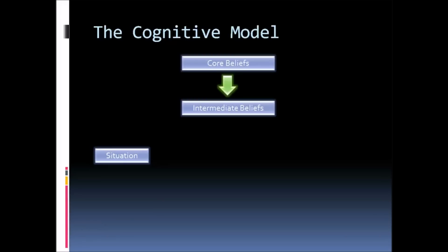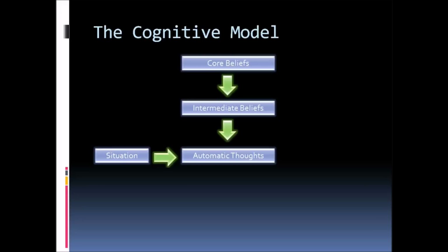So we believe that the combination of that situation, being introduced to a woman, and the belief that the client has that they're unattractive and unlovable, creates an automatic thought. So you can see here it's the combination of the intermediate belief and the situation that leads to what we call automatic thoughts. Now in this case, the automatic thought might be something like, I need to get out of this situation because I'm going to be rejected.